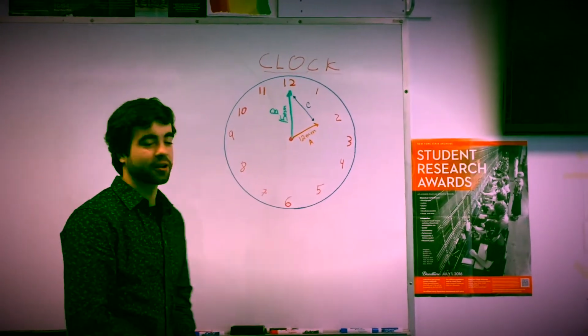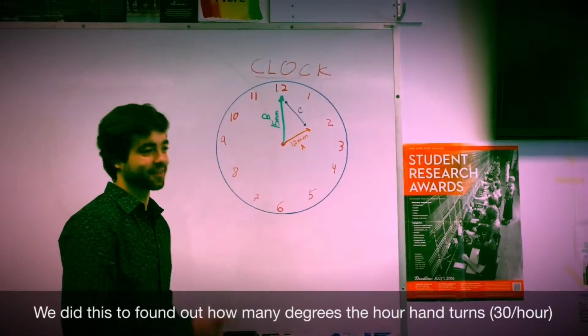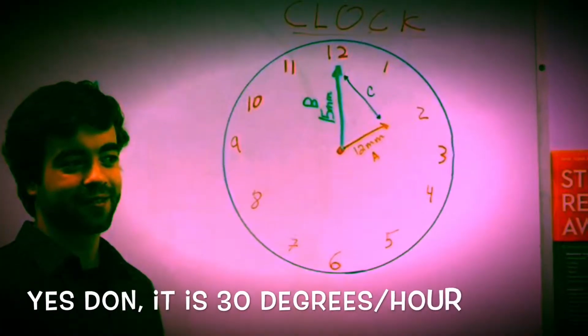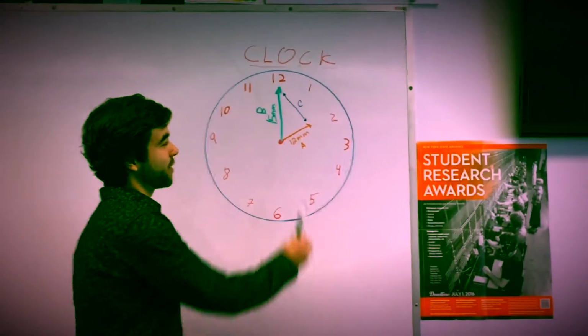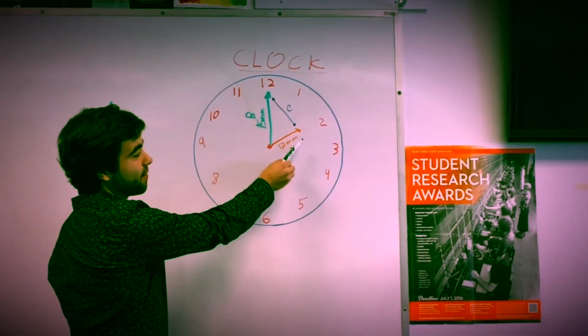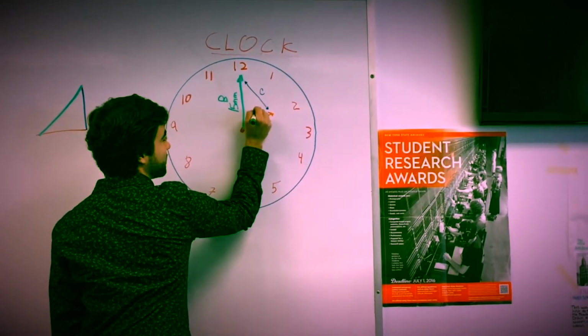Because there are 12 equidistant points on this clock, and we know that the entire clock is 360 degrees, we can divide 360 degrees by 12, which is 30 degrees, and then multiply it by 2 because it's 2 o'clock. And so now we know that this angle is 60 degrees.